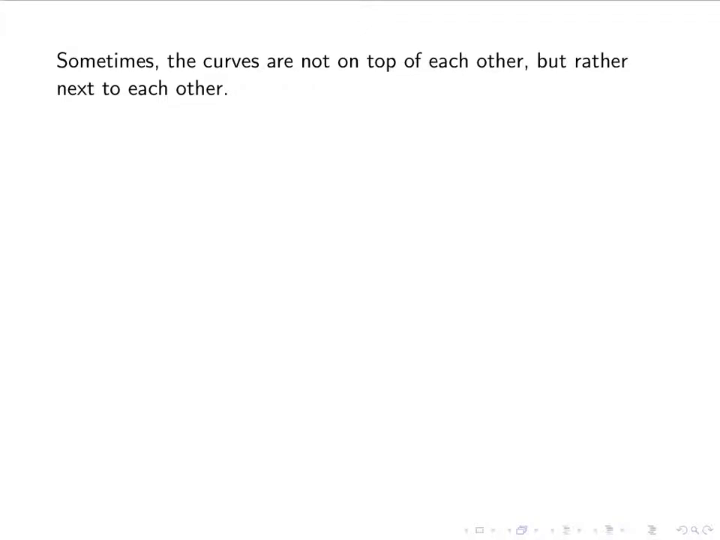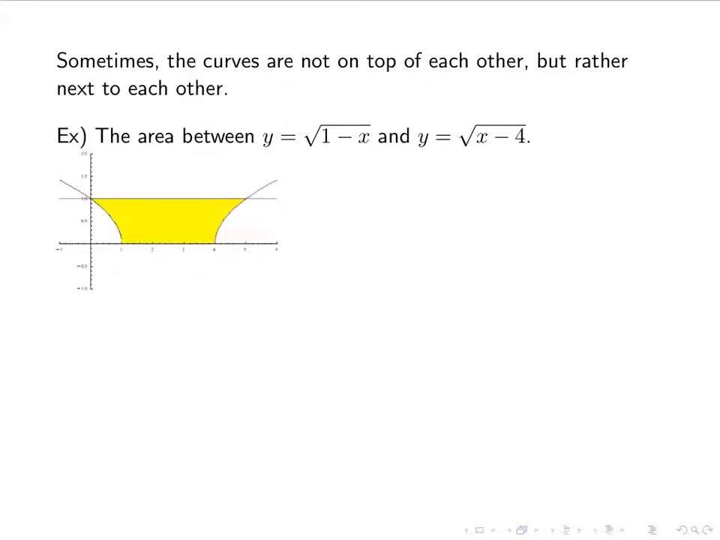Sometimes the curves are not on top of each other, but rather they are next to each other. So here's an example. We're going to look at the area between y equals the square root of 1 minus x and y equals the square root of x minus 4. If you notice, our functions are not on top of each other, but rather they are next to each other. So this is going to change our integration. We can't do the integral of top minus bottom dx anymore. There is no top, there is no bottom.